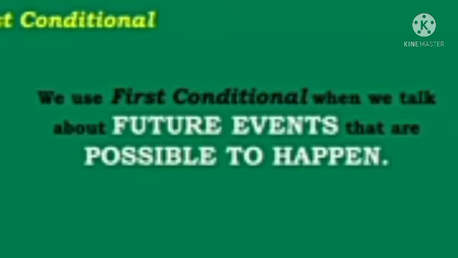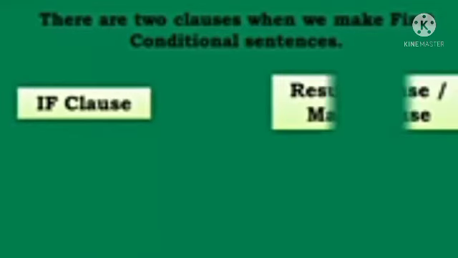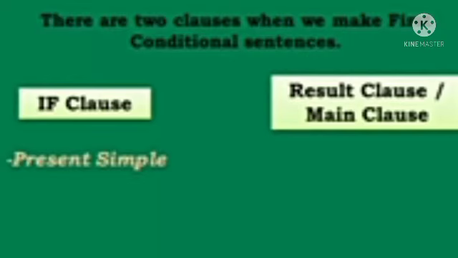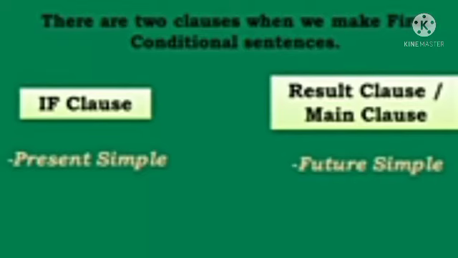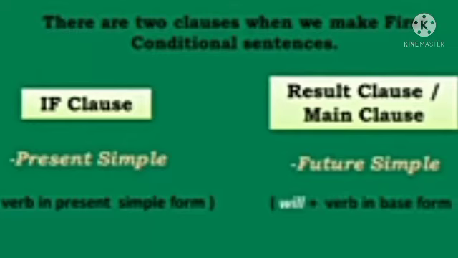We use type 1 conditional to describe conditions that may or may not be fulfilled. The type 1 if clause expresses an open condition or possibility. It means something which is likely to happen. If you look at the form, the if clause is in present simple tense, while the result clause is in future simple tense. In the if clause we use the verb in present simple form, and in the future simple, we use will followed by a verb in base form.